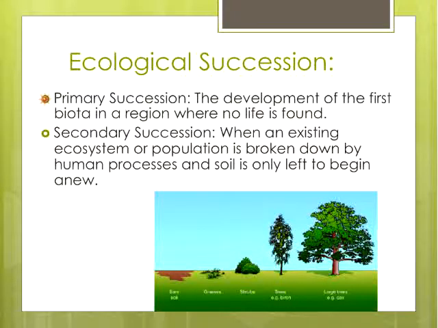Next, we talk about ecological succession, and there are two types. Primary succession is the development of the first biota in a region where no life is found. So this is when there's no life in an area and all of a sudden succession comes about. Secondary succession is when the existing ecosystem or population is broken down by a human process and soil is only left to begin anew. So this area has already had life at one time. However, a human process such as deforesting has cleared the area in the slash and burn technique, and the soil is left to begin a new ecological community. And we have here bare soil, grass, and the shrubs and trees and large trees.